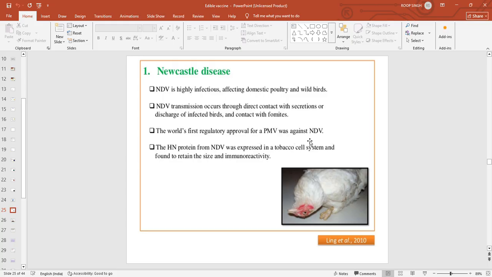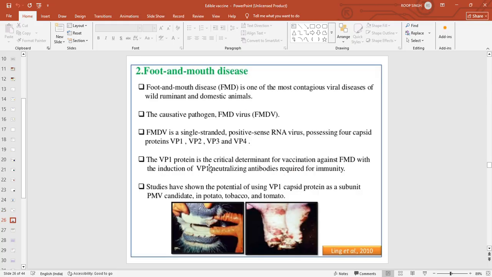So in poultry, this vaccine is already approved. HN protein from NDV was expressed in a tobacco cell system and found to retain its size and immunoreactivity. So it has been approved for Newcastle disease in poultry. This vaccine, which is developed in tobacco, is already approved.